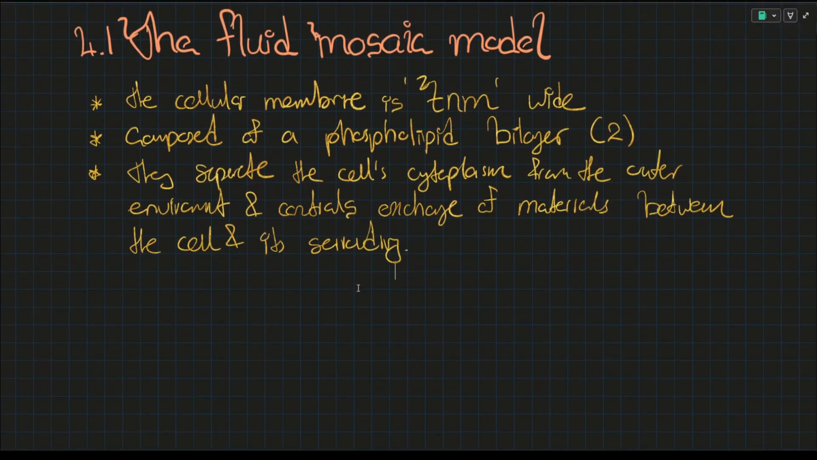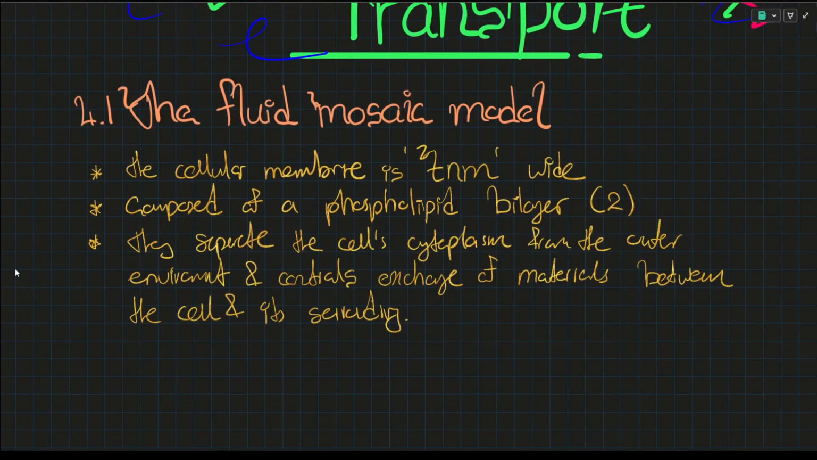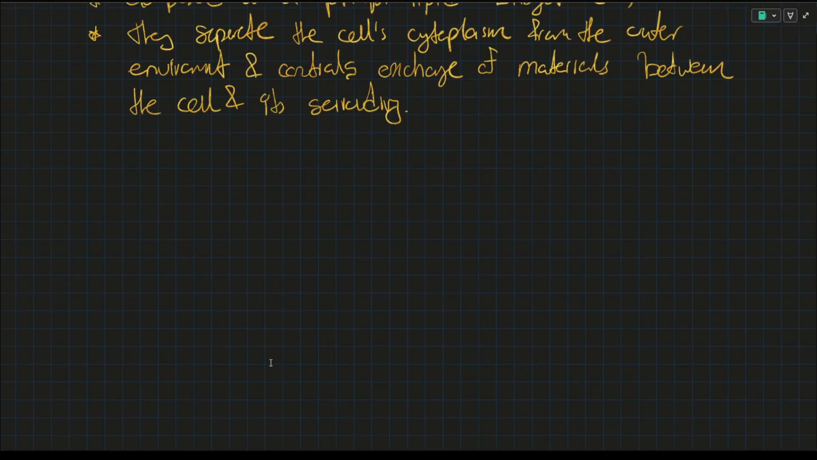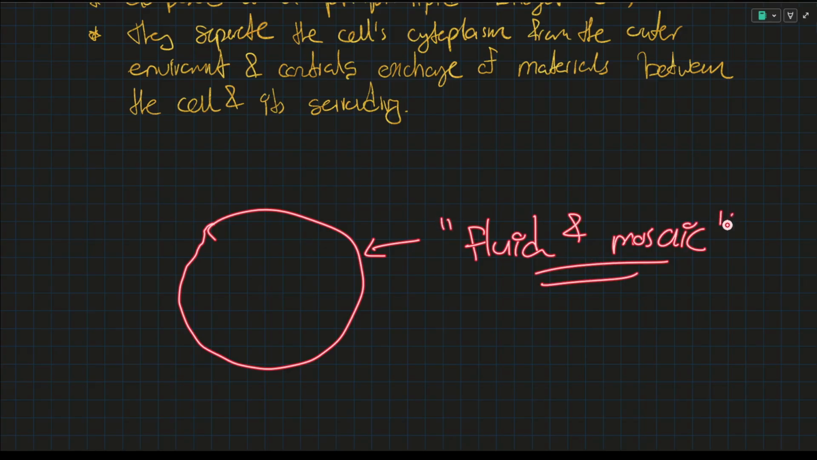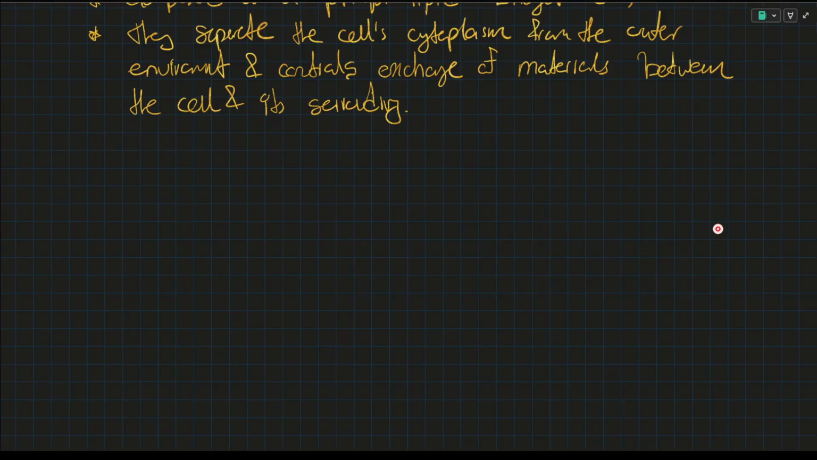Now, why do we call it the Fluid Mosaic Model? It's not just out of spite. There's a specific reason why this is called the Fluid Mosaic Model. Here's the generalized idea. Whenever we take a general cellular membrane, we say that any cellular membrane is both fluid and mosaic. Hence the derivation of the name, the Fluid Mosaic Membrane.